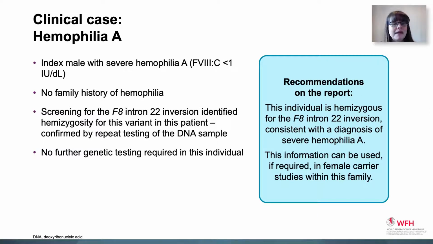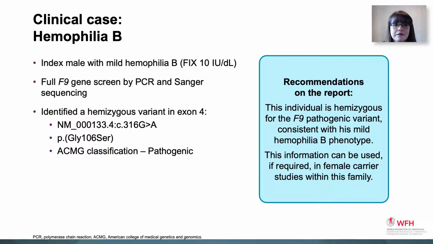Because we identified the underlying genetic cause, no further genetic testing was required in this individual. The recommendations on the report were that this individual is hemizygous for the factor VIII intron 22 inversion, and this is consistent with the diagnosis of severe haemophilia A. This information can be used, if required, in female carrier studies within this family.